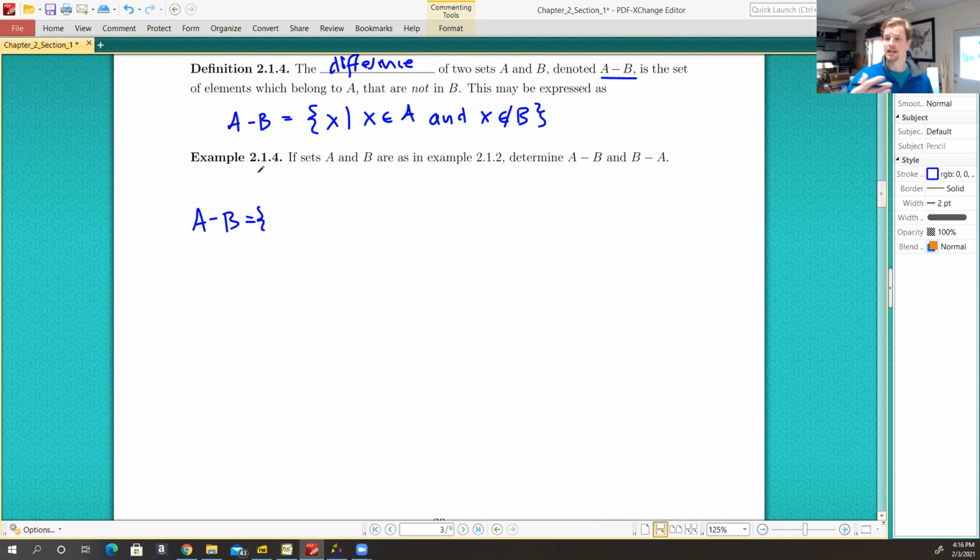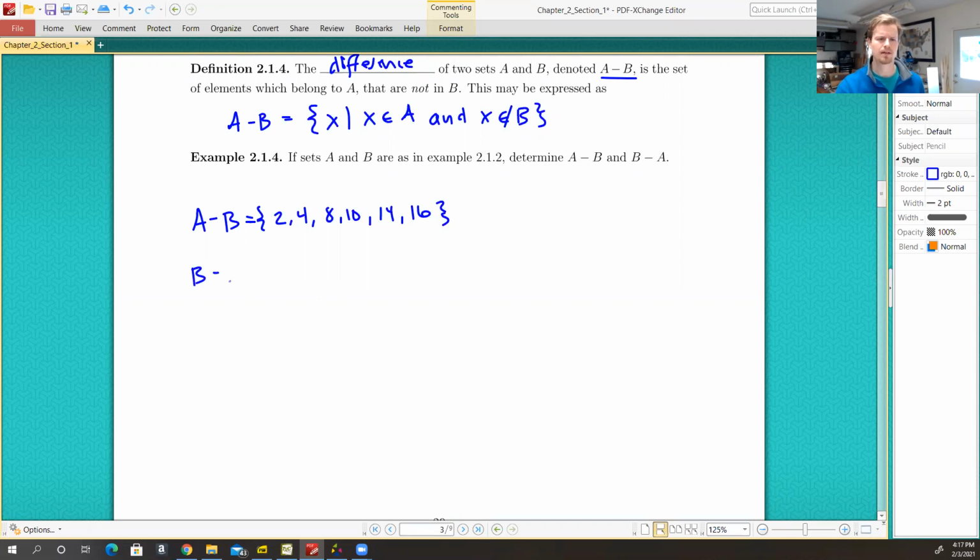is the set which contains the evens, or the multiples of 2, which are not divisible by 3, or not a multiple of 3. So we have 2, 4, 6 is a multiple of 3, so I do not include it. 8, 10, 12 is a multiple of 3, so I do not include it. So 14, 16, and then 18 is a multiple of 3, so I do not include it.